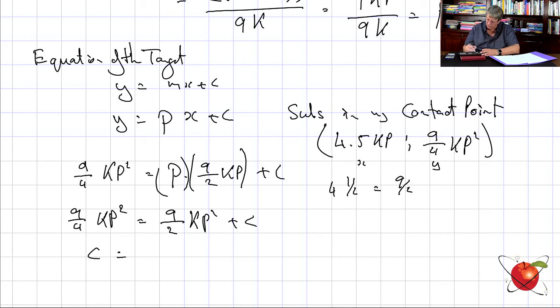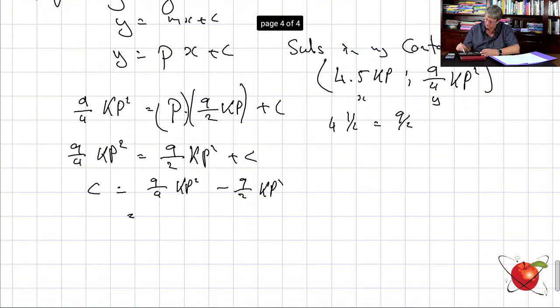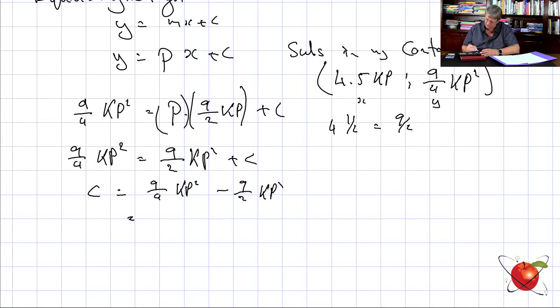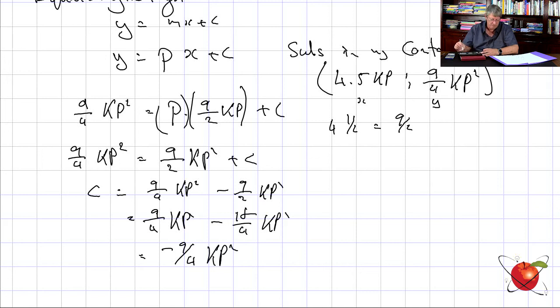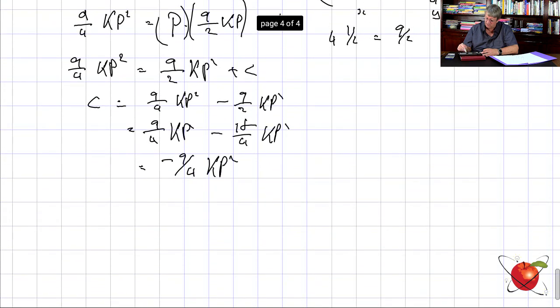C is therefore going to be equal to 9 over 4 kp squared minus 9 over 2 kp squared. 9 over 2 is going to be 18 over 4. So that's 9 over 4 kp squared minus 18 over 4 kp squared, which is going to be equal to minus 9 over 4 kp squared. Cool. And we are done.